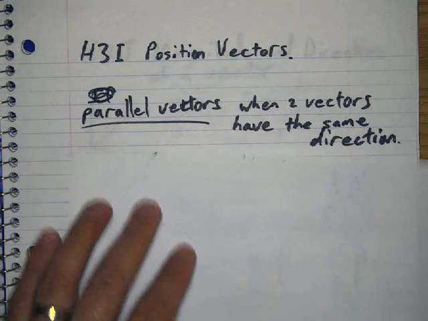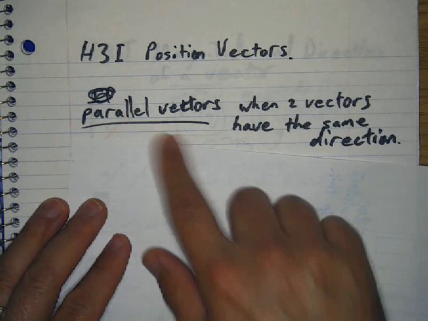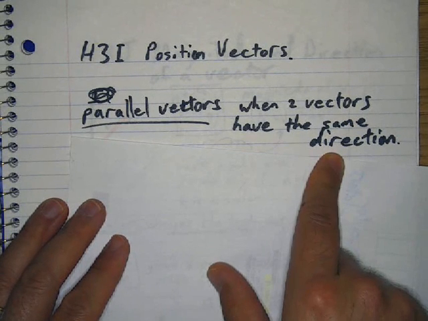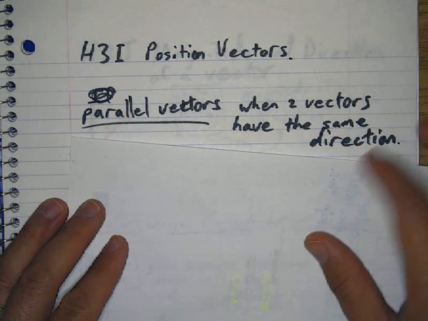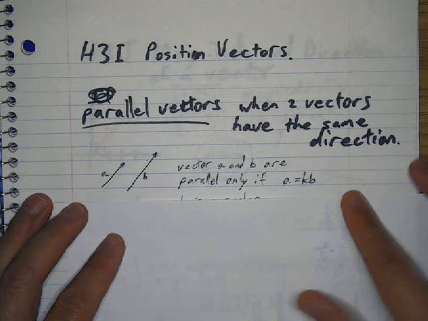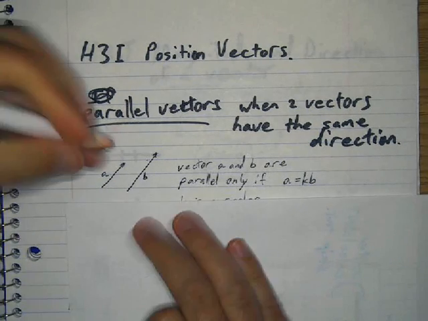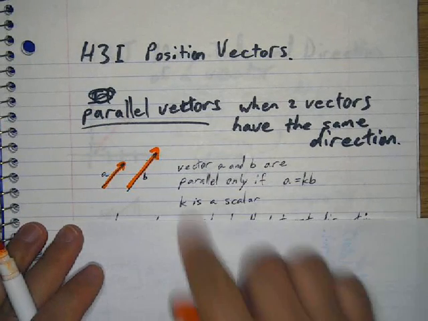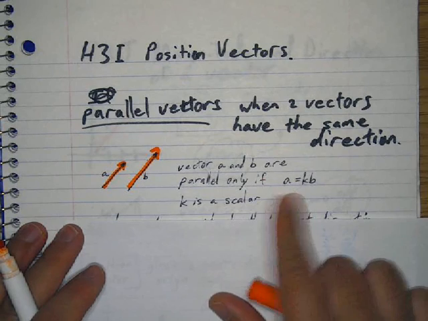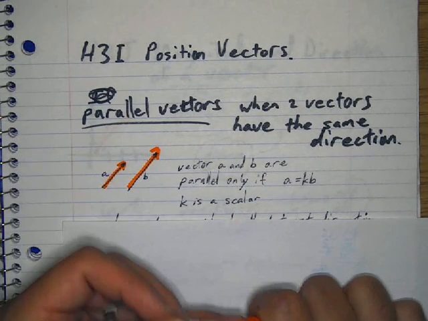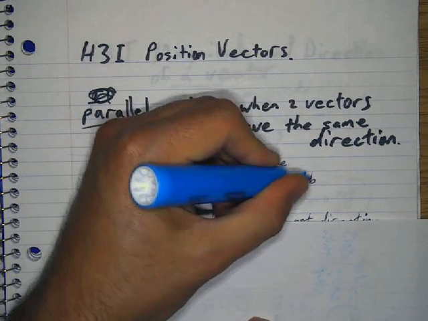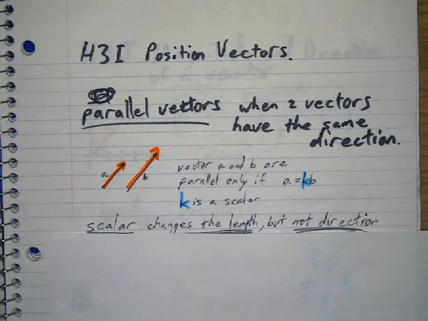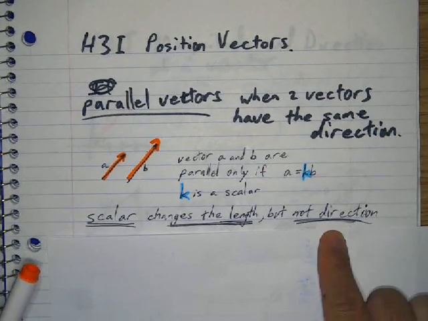Okay, next. Position vectors. Okay, so the first thing I'm going to talk about is parallel vectors. Parallel means the vectors go in the same direction. If they're in the same direction, they might not necessarily have the same length. For example, this vector and this vector have the same direction, but B is much longer than A, right? So vector A and vector B are parallel only if B is simply a multiple of A by a scalar. Like we just did in the previous example, we multiplied it by a scalar. Now scalars, as I said before, change the length, but not the direction.